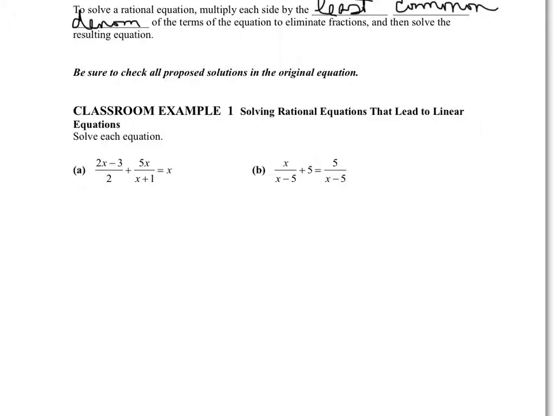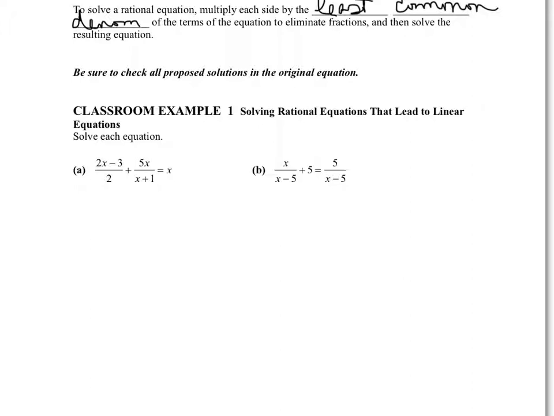These will be equations that lead to linear equations when we eliminate the fractions, which means we're not going to have an x squared as part of what will remain when we solve. Now, in order to find the LCD, we're going to use the same process that we do when we have just numbers in the denominator.